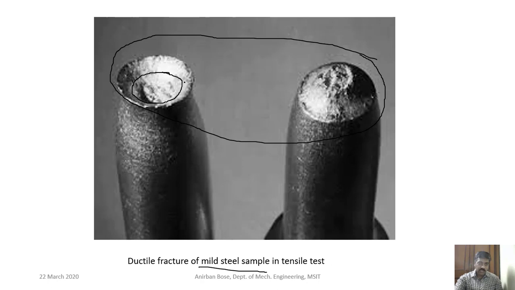I have already explained why you will observe this fibrous region, and near the surface it's a 45-degree angle that you will observe because of the maximum shear in case of a ductile material. So this is the observation in case of a ductile fracture.